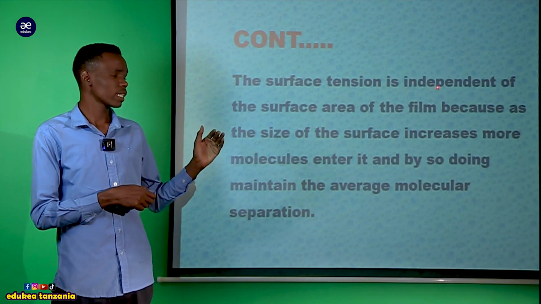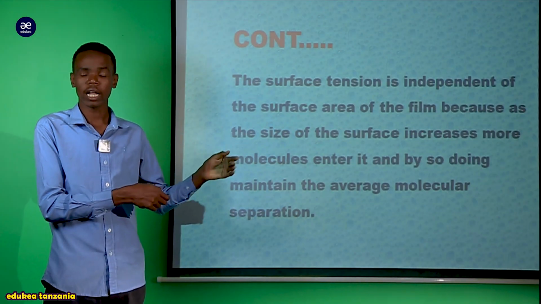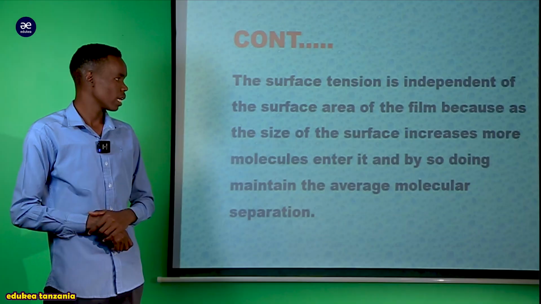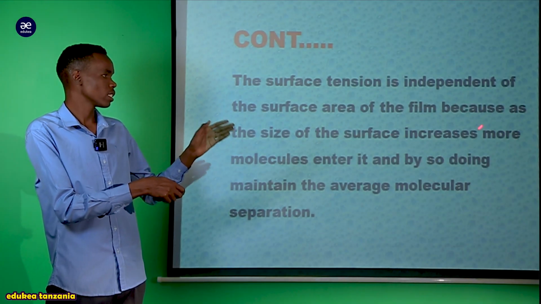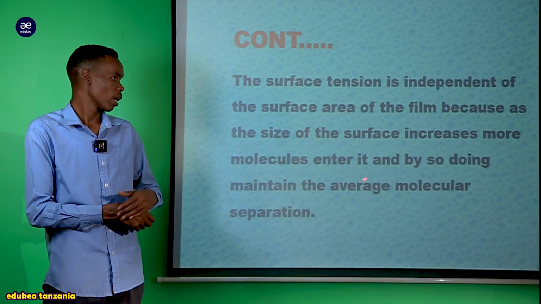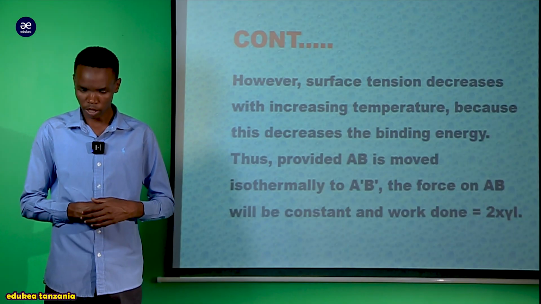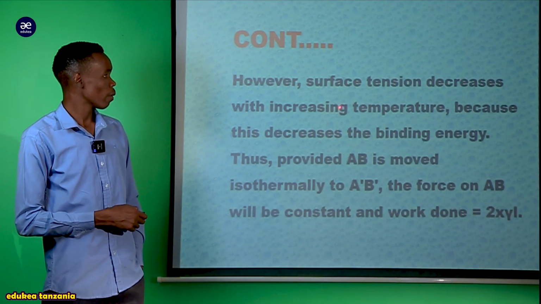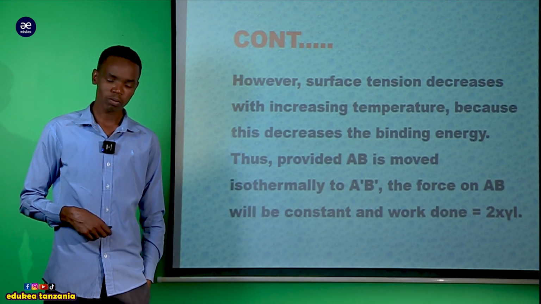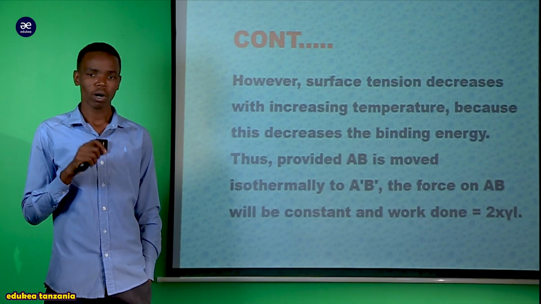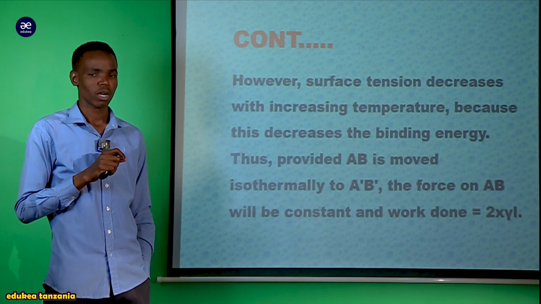So the surface tension is independent of the surface area. The surface tension does not depend on the surface area of the film, because as the surface area increases, more molecules come in, thereby maintaining the average molecular spacing. However, surface tension decreases with an increase in temperature. We said surface tension is independent of the surface area. Why? It means it does not depend on any surface area.